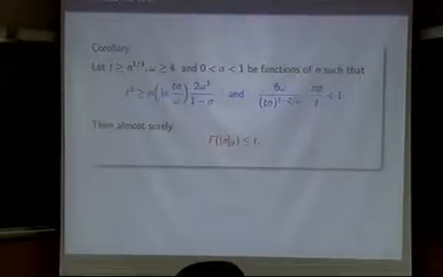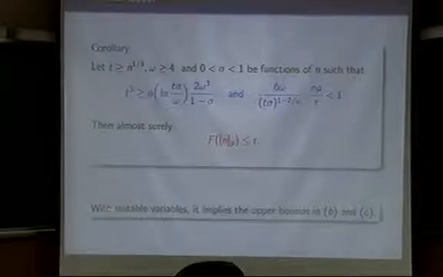So if we have two conditions, where the first condition is from the key lemma, and the second condition is about the bound above, then we can say that almost surely capital F of NP is smaller than T. So T can be used as an upper bound of capital F of NP. With suitable variables, it implies the upper bounds in B and C.